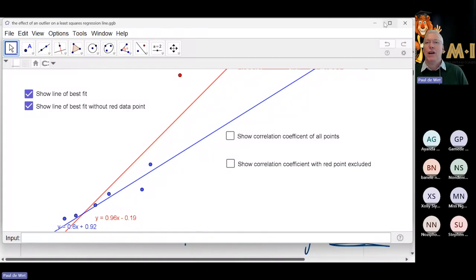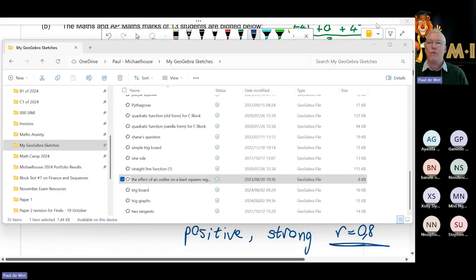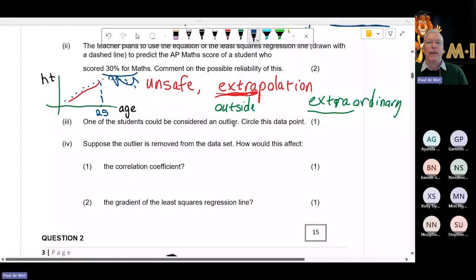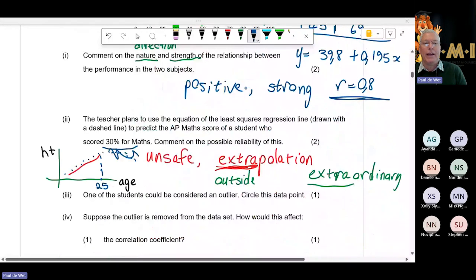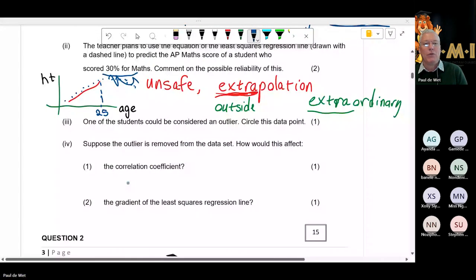Obviously, if you remove an outlier, your correlation will always strengthen. It will improve. So let's look at the answer now. What will happen to the correlation coefficient? Will it grow bigger or smaller? Well done. It will grow bigger. Or we could also say it will get closer to 1.